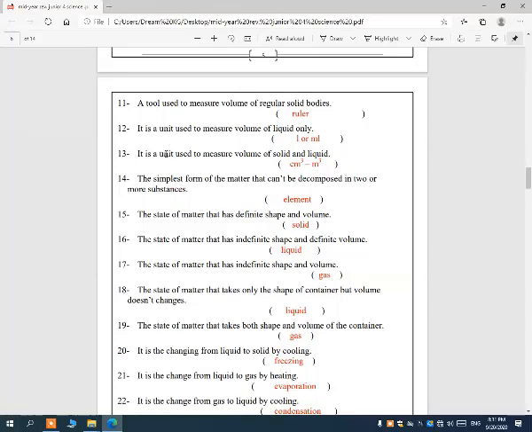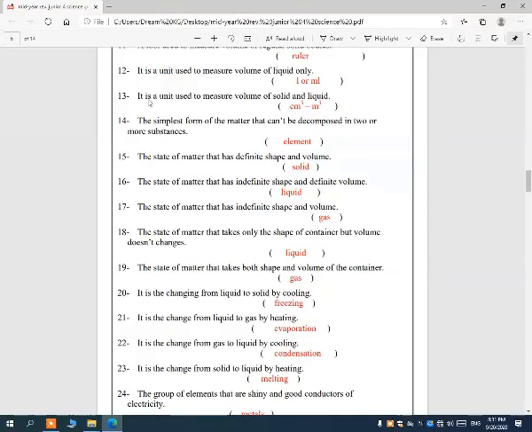Number 12. Unit used to measure the volume of liquid only. Unit, circle on the unit. We have liquid only: liter or milliliter, because we have here a unit.